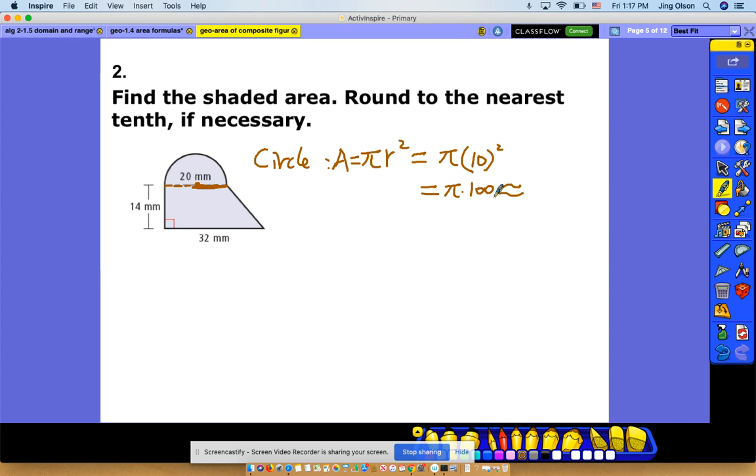This one says round your answer to the nearest tenth, so you actually have to multiply this out. Pi times 100 gives you 314.16. This is in millimeters squared. For half a circle, I'm going to use this number divided by 2. So the semicircle area, and that's going to be my A1, the first shape: 314.16 divided by 2.